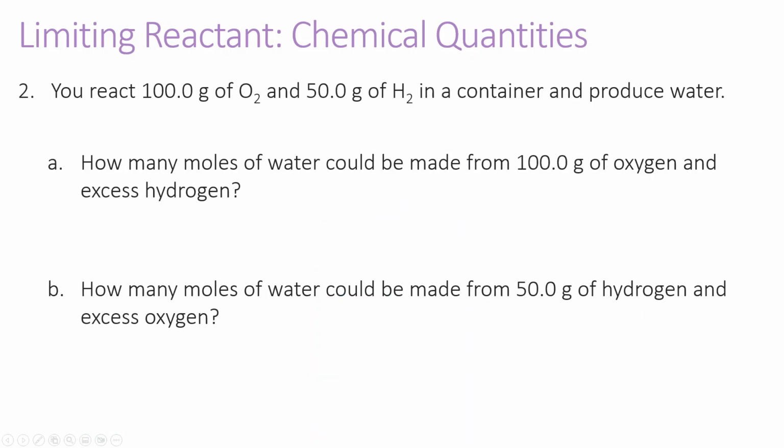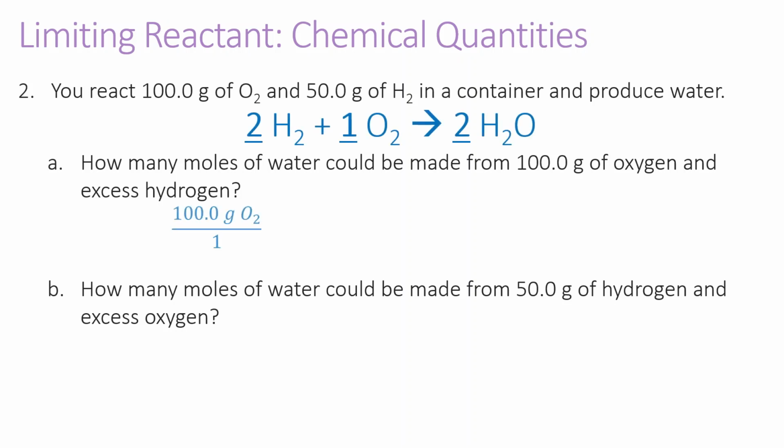So if we react 100 grams of O2 and 50 grams of H2 in a container, how many moles of water could I make from each? So we're going to say if we start with 100 grams of oxygen, how many moles of water can we make? So we have our balanced chemical equation.